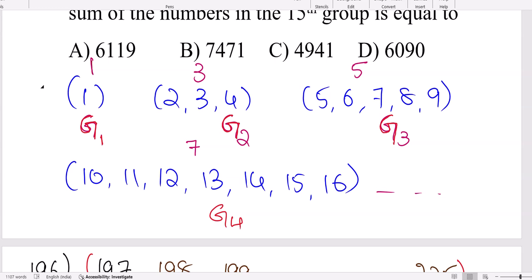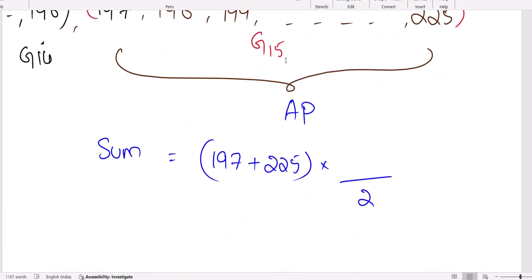You already have some values here. Up to 9, at least analyze here: group number 3, number of terms is 5. How can I generalize it? Double minus 1. Is it verified? We verify in the next one also. 4 twos are 8, 8 minus 1, 7 terms. So double minus 1. For 15, 15 twos are 30, 30 minus 1 is 29 terms. First term 197, last term 225, so 422 into 29 divided by 2, which is 211 into 29.